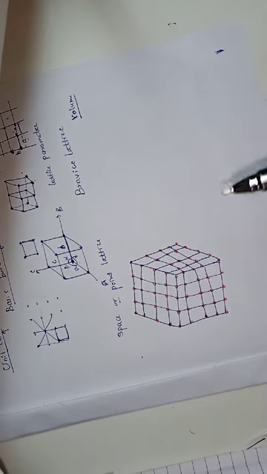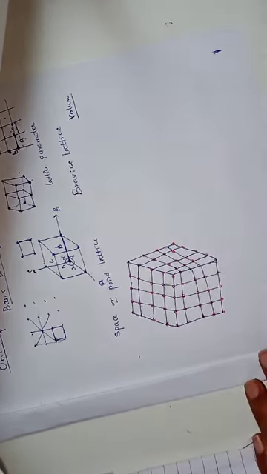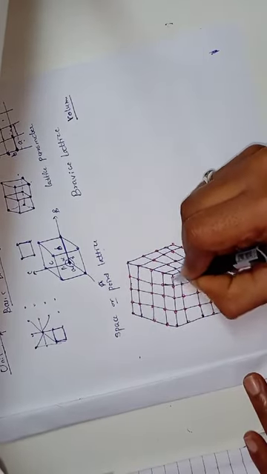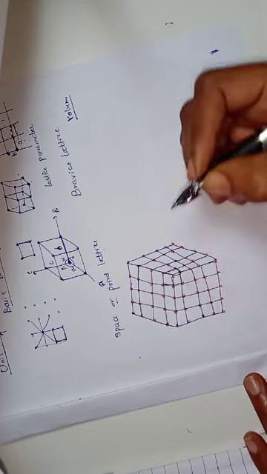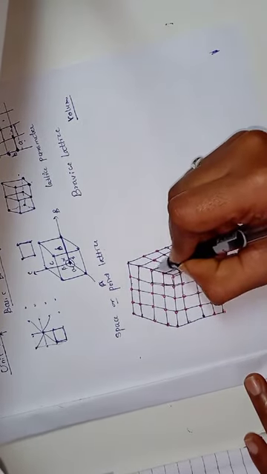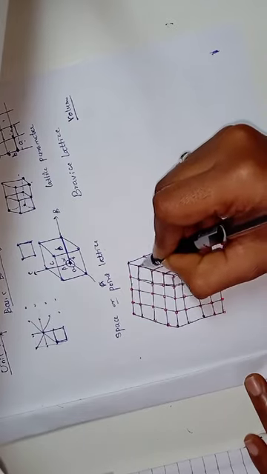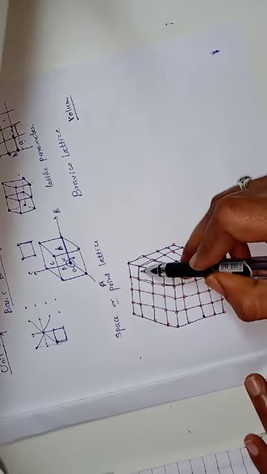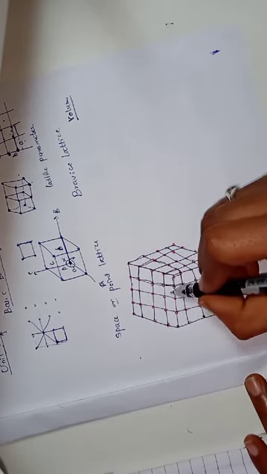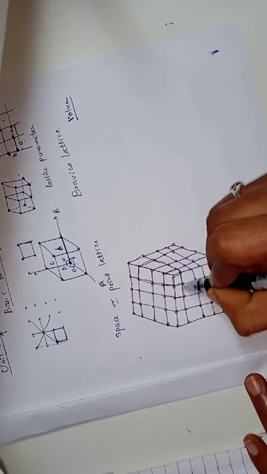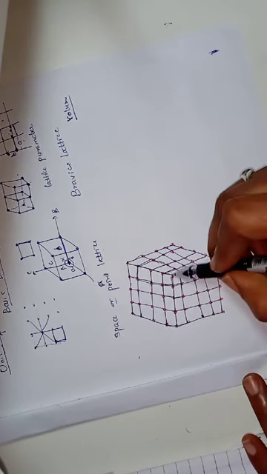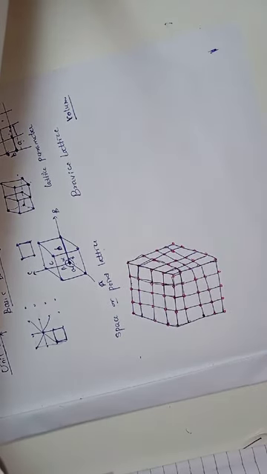If we divide it into smaller boxes, or repetition of unit cell, this is the unit cell. Here one more unit cell, here one more unit cell. So the same will repeat here, the same will repeat here. If we consider in this direction, this is one more unit cell. These are the repetition of the unit cell.